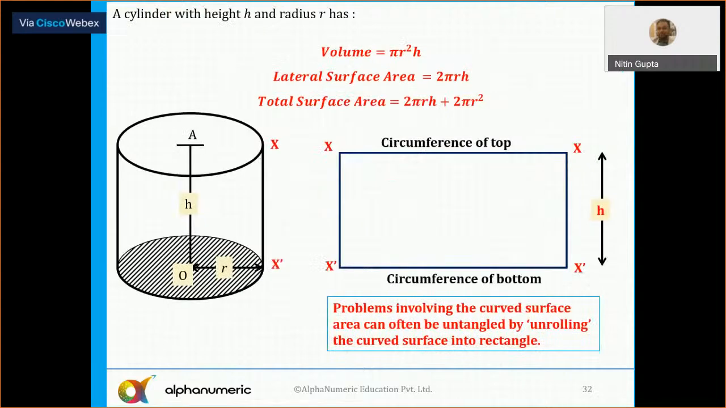Now cylinder, we all know the volume is pi r square h. Surface area of a cylinder also. Problems involving the curved surface area can often be untangled by unrolling the curved surface area into a rectangle. So the curved surface of a cylinder is always a rectangle when unrolled. So let's move to the next slide then.